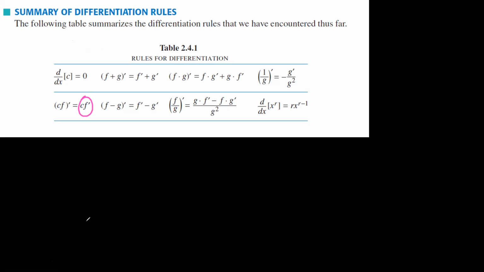And if you have two functions that are added, you take the derivative of the first function plus the derivative of the second function. And if the functions are subtracted, you say it is the derivative of the first function minus the derivative of the second function. And if they are multiplied or divided, we have rules that we talked about, the product rule and quotient rule. And if you have 1 over g, its derivative is negative g prime over g squared.